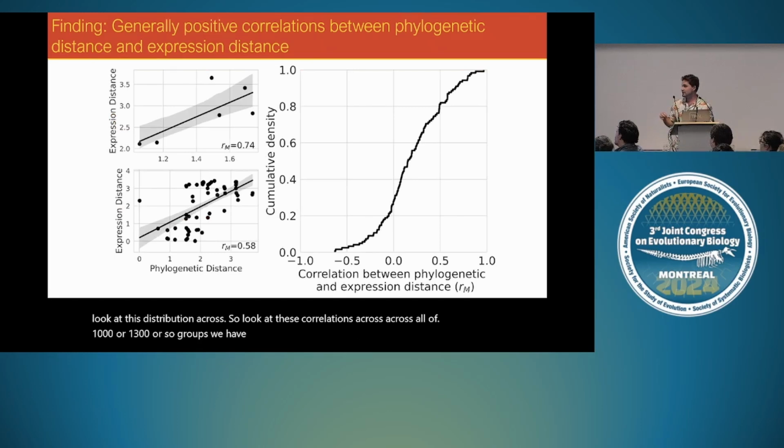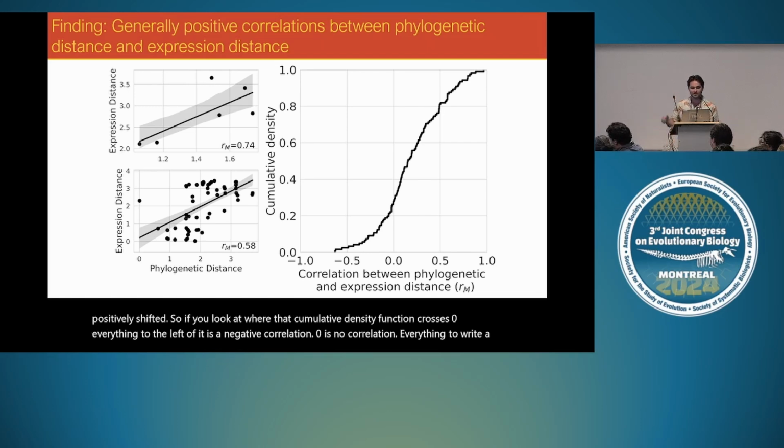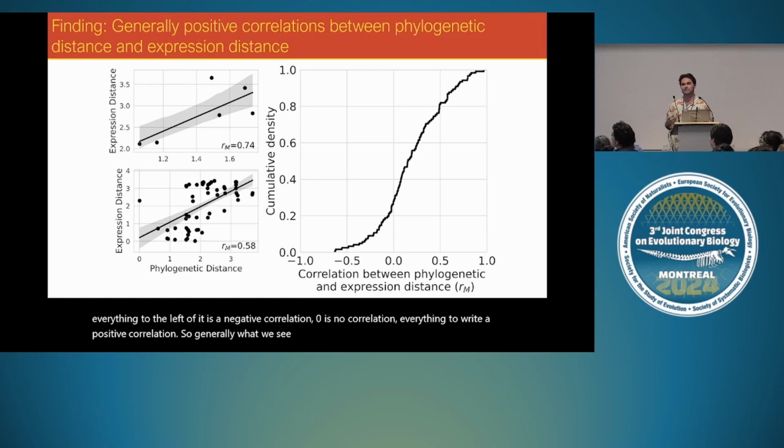And we see that the distribution is positively shifted. If you look at where that cumulative density function crosses 0, everything to the left of it is a negative correlation, 0 is no correlation, and everything to the right is a positive correlation. So generally we see that this holds up for the majority, about 78% or so of the homologous groups.